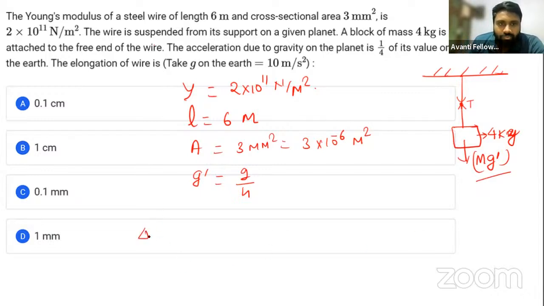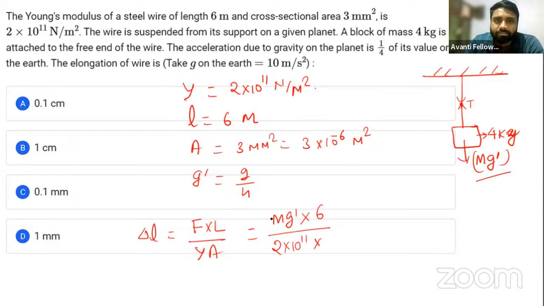So we have the formula, the elongation is nothing but the load applied multiplied by length over Y into A. F is nothing but mg dash. Length is given as 6 meter, divided by Y, 2 into 10 raised to the power 11. Area is also given as 3 into 10 raised to the power minus 6. Now, mass is 4 kg. g dash is g by 4, and we have to take g on earth as 10. So it is 10 by 4. So 10 we multiply in the numerator and 4 in the denominator.